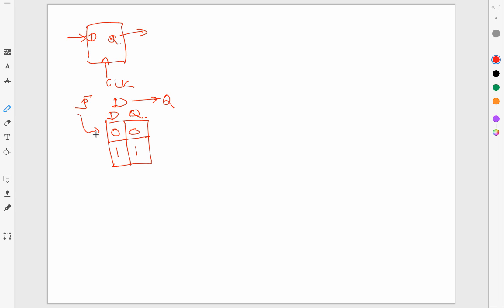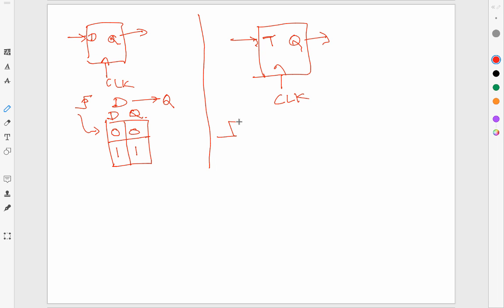Okay, the T flip-flop has a different behavior. The T flip-flop is represented as this. Its input is called T, output is called Q, and of course again it has a clock. Its logic is that at the clock edge Q gets a value. The idea is if T is 0, Q retains the value. If T is 1, Q toggles. So we can write it as the following.